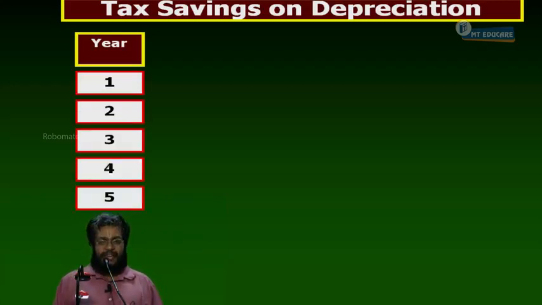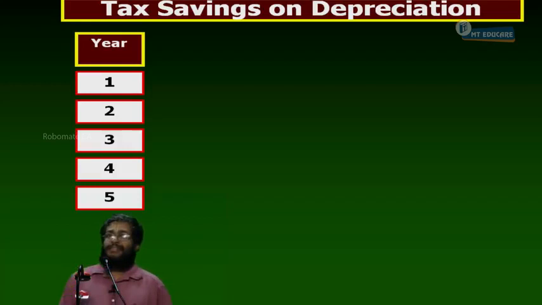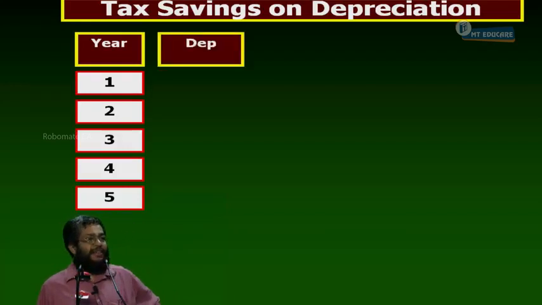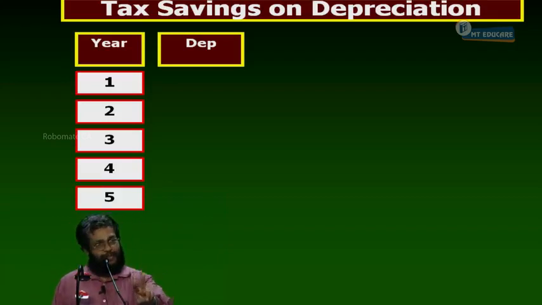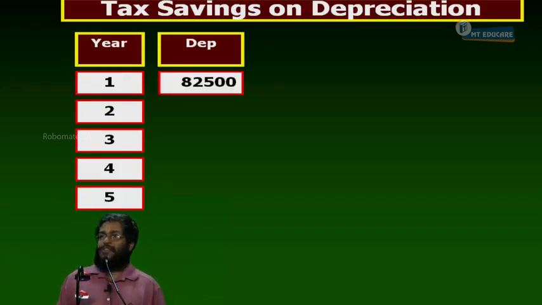Why not 6 years here? Machine life is how many years? 5 years. 1, 2, 3, 4 and 5. Depreciation. Take the calculator. First year, what is the asset cost? 3,30,000 into 25%. Please tell me, what is 3,30,000 into 25%? 82,500.